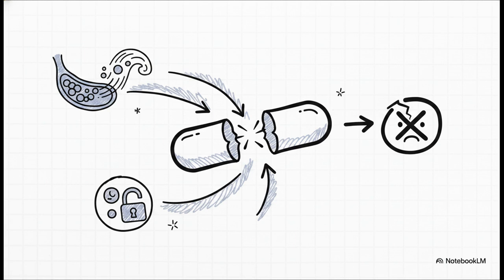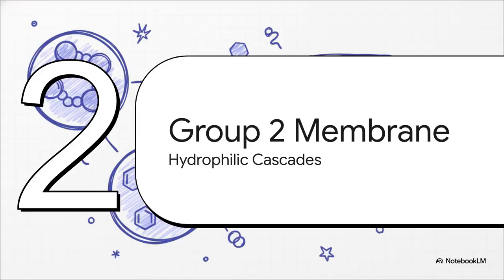SF1, steroidogenic factor 1, and DAX1 are constitutively required for gonadotrophin and adrenal cortical development. Finally, any genetic defect in the orphan receptor HNF4 alpha directly causes MODY type 1, which stands for maturity onset diabetes of the young. Finally, Section 6, Group 2 membrane transduction, hydrophilic cascades and second messengers.